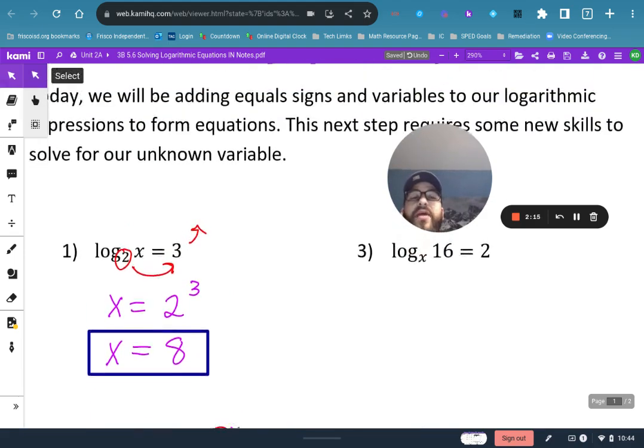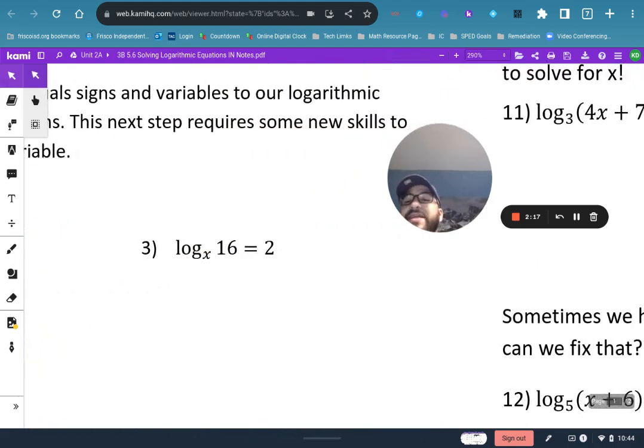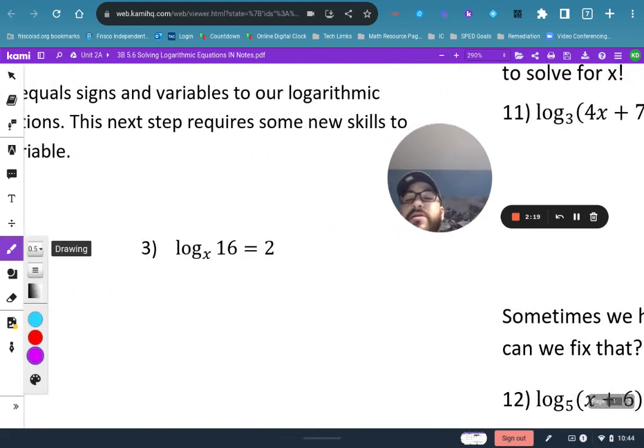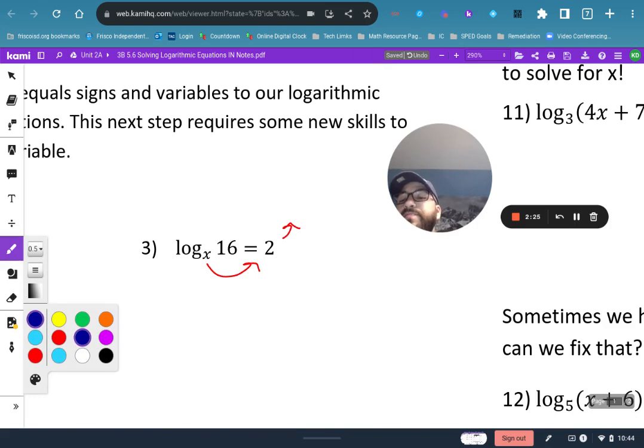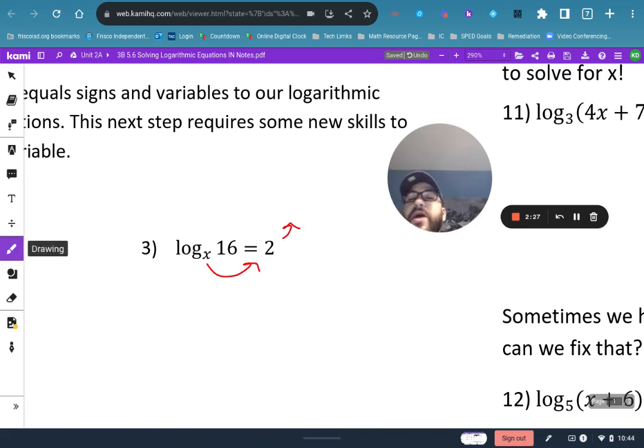So let's look at 3. We have log base x of 16 is equal to 2. So let's use our hook method. I'm going to move x over and 2 up. And the reason why I really need to do this one is because I don't know the base. So it's something squared is going to be equal to 16. You might be able to guess that, but they're not always going to be so easy in terms of the numbers. So this would be 16 is equal to x squared.